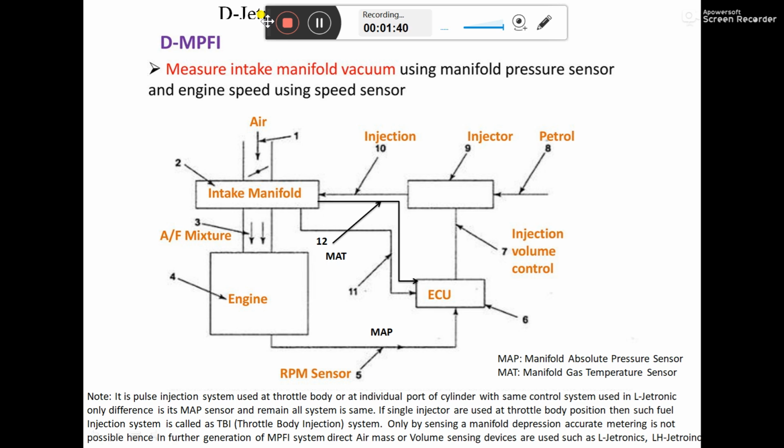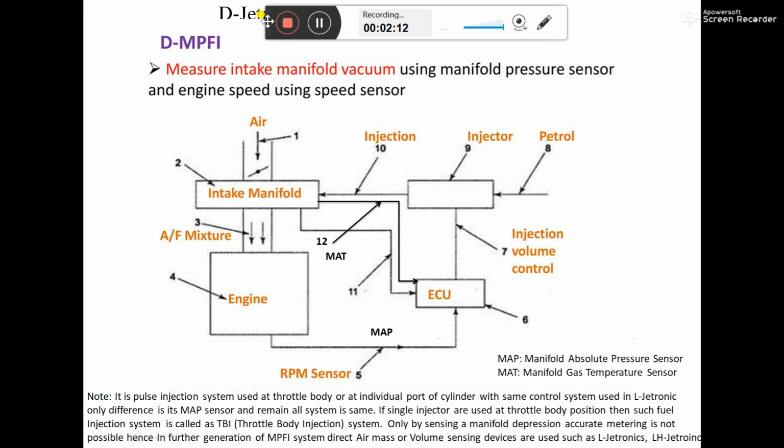But whenever we talk about pulse injection, the metering is done on the basis of the pulse width. We have gone through the concept, but we are supposed to repeat it. The pulse width means the time for which we send a signal to the injector in order to have an active injection. As the pulse width ends, the injection gets stopped. So this is a pulse injection system.